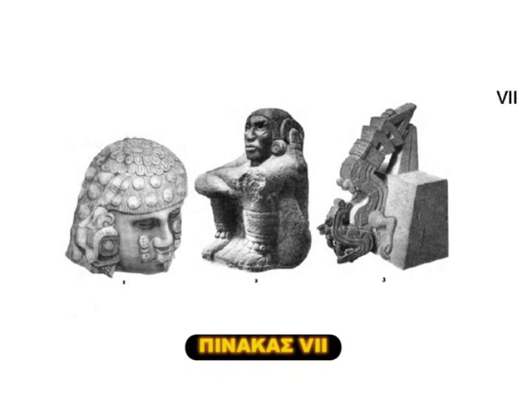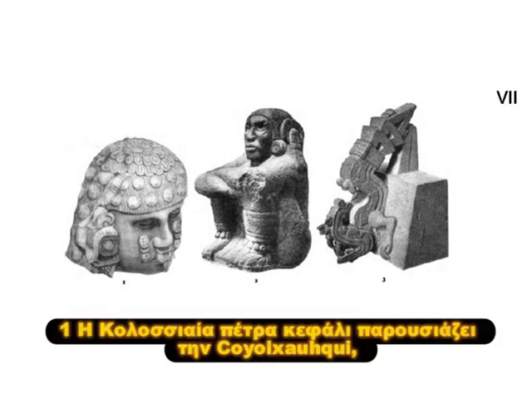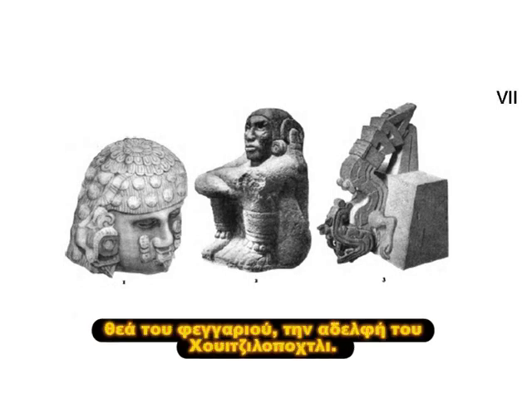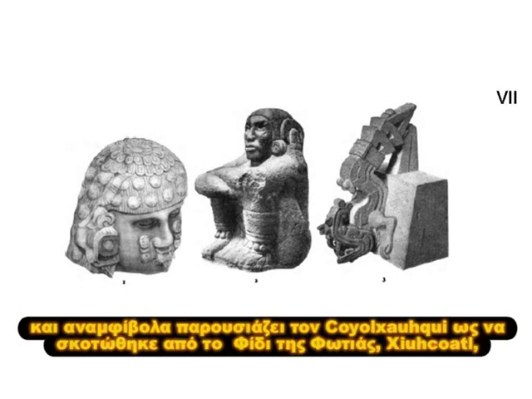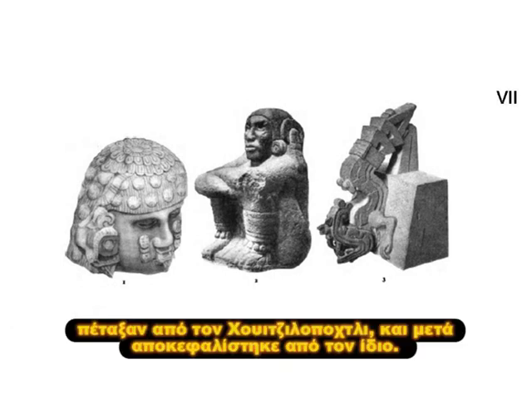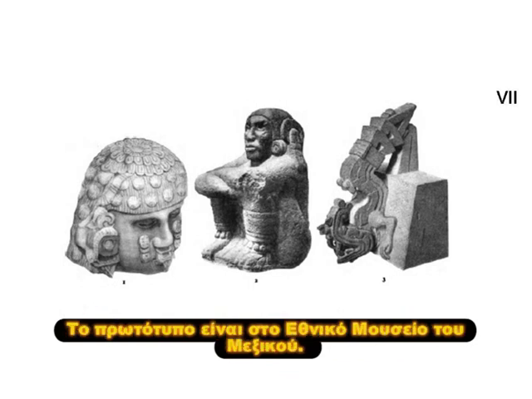Plate 7. 1. Colossal stone head representing Coyolxauhqui, the moon goddess, sister of Huitzilopochtli. The head is not a fragment, but bears figures upon its base, and doubtless represents Coyolxauhqui as slain by the fire snake, Xiuhcoatl, hurled by Huitzilopochtli, and afterwards beheaded by him. The original is in the Museo Nacional, Mexico.